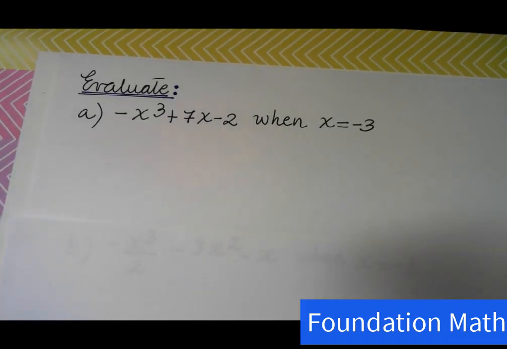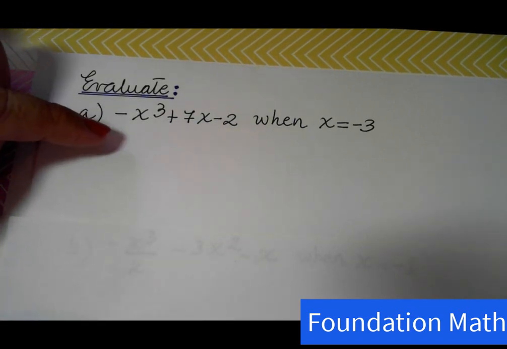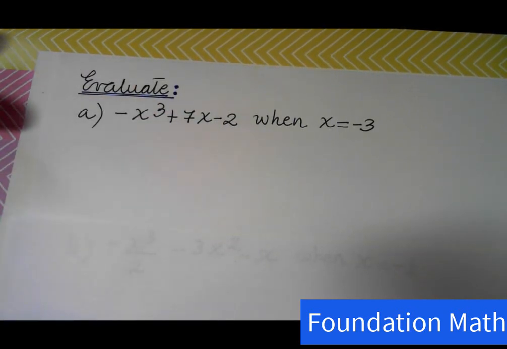Hello. We have to find the value of this expression, minus x with the exponent 3 plus 7x minus 2, when the value of x is negative 3. So in this case, we have to substitute the value of negative 3 instead of the letter x. So we recommend you to use the parentheses.